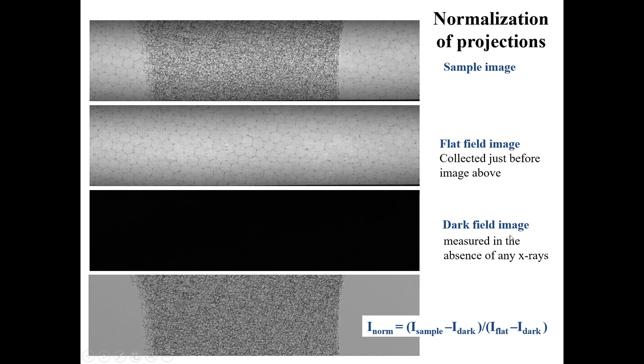One can also obtain a dark field image that is measured just without any X-rays. Then you get this normalized sinogram: sample minus dark, divided by flat minus dark. Those are the normalized intensities. You can see how different settings give numbers that in an absolute sense mean nothing, because they're normalized. Then you can project this onto whatever range: do I want 0 to 255 or 0 to 65,000?